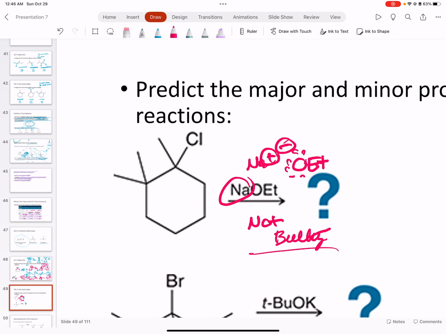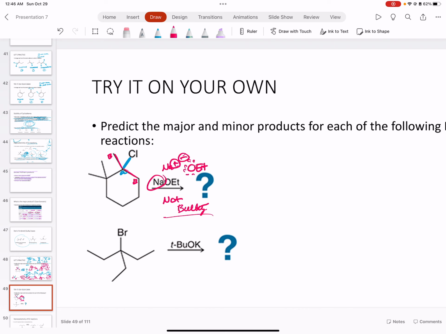So if we analyze, let's see, we have alpha, beta, beta, beta. Alpha, we have 1, 2, and 3. You can see we have 3 beta positions, so you'll be like, ooh, we can do 3 products then, but not really. We could do 3 if we wanted to, but this beta position doesn't have any hydrogens, so we only have 2 beta positions. So we have option 1 and option 2.